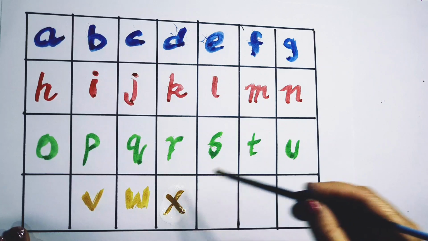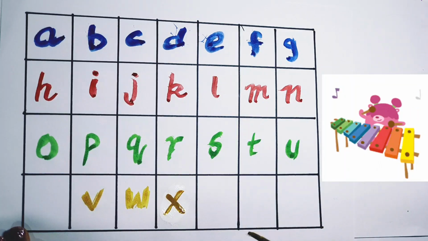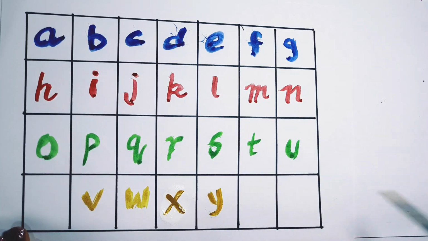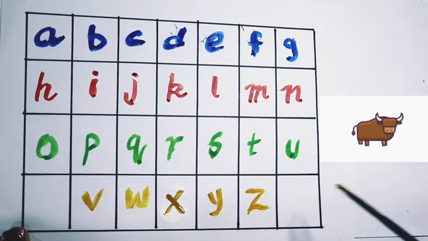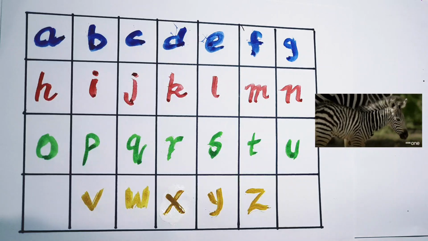X. X for xylophone. X for Christmas. Y. Y for yak. Y for yellow color. Z. Z for zebra. Z for zoo.